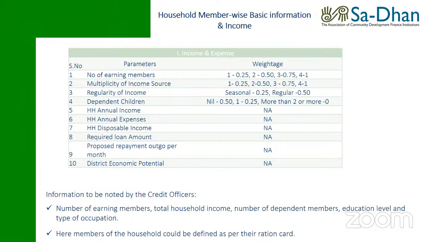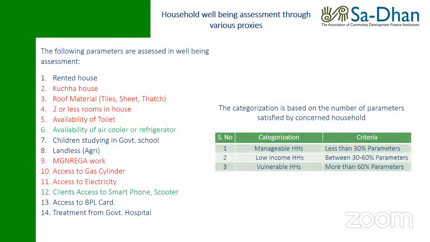Next, we have looked at regularity of income. Whether it's seasonal income or regular, whether they get income throughout the year, or only in a few months of the year they have the majority of the income and in the remaining months they don't get much income. So regularity of income is also one important parameter. We have assigned weightage, and dependent children is another parameter we have taken. Especially for education, a lot of expenditure goes into education and health. That again may make household expenses go up and disposable income come down.